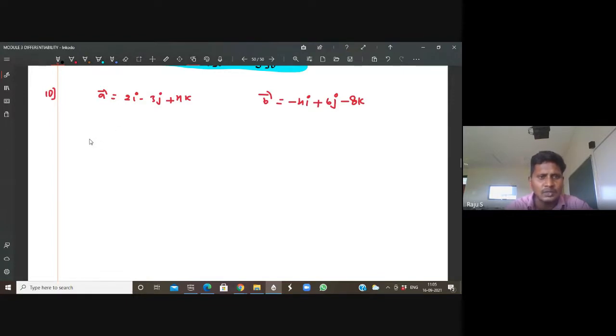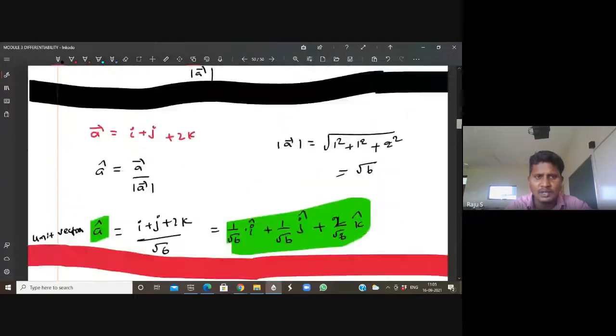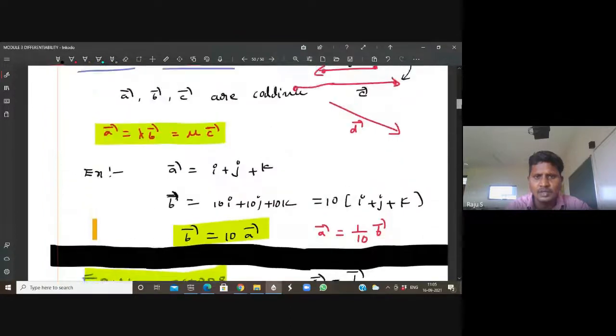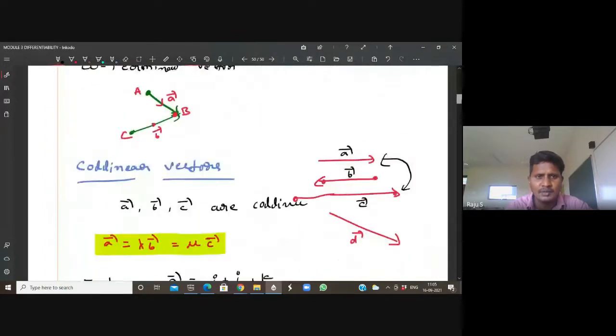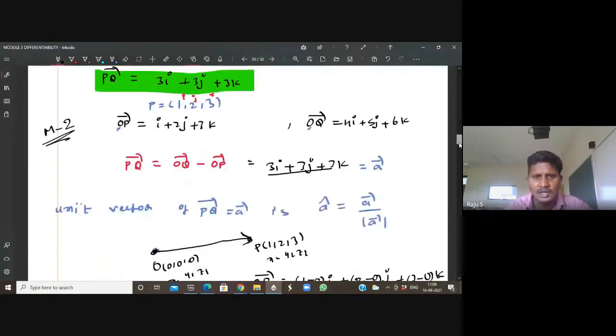Now I want to prove that these are collinear. I told you very clearly that vectors A, B are said to be collinear, which implies B vector is equal to lambda times A vector, or A vector is equal to lambda times B vector. Any one of the ways we can express. If I express B as some lambda into A vector, then A, B are collinear.